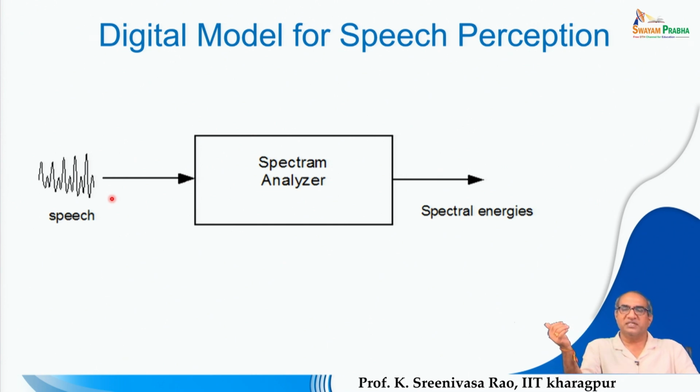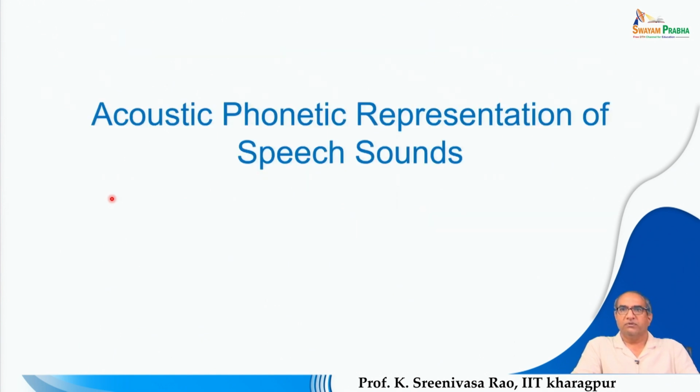Similar to that, the perception mechanism also can be modeled or viewed like a spectrum analyzer, where given a speech signal, somehow you can see how the energy is distributed in different frequency ranges, and accordingly the higher centers of the brain are able to interpret the different sound units. So with this we can conclude this lecture, and in the next lecture we will discuss the acoustic phonetic representation of different sound units.